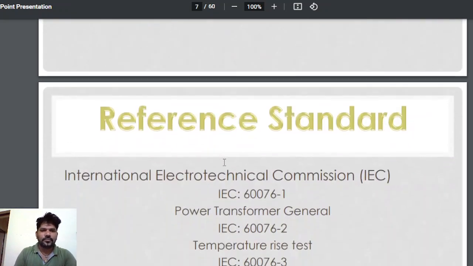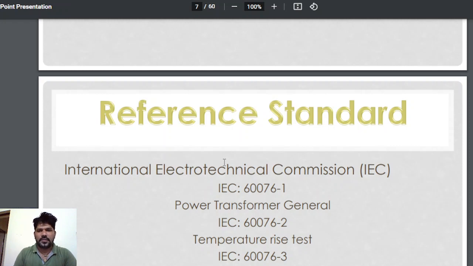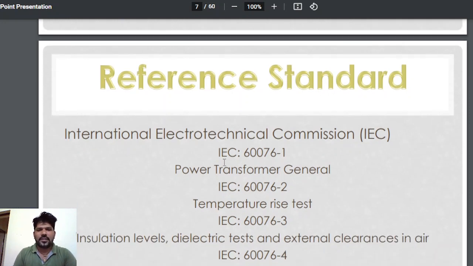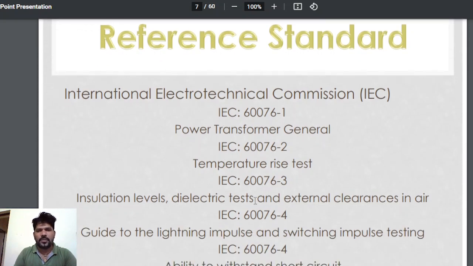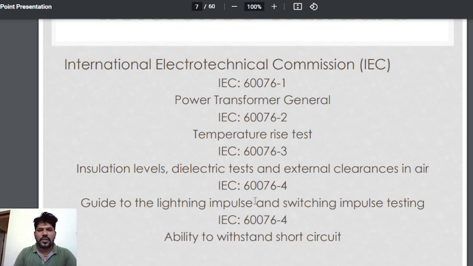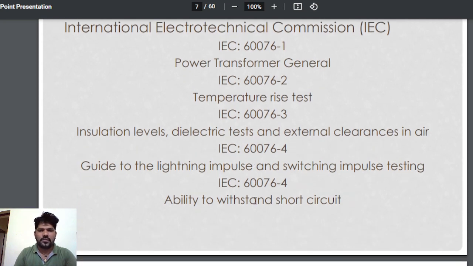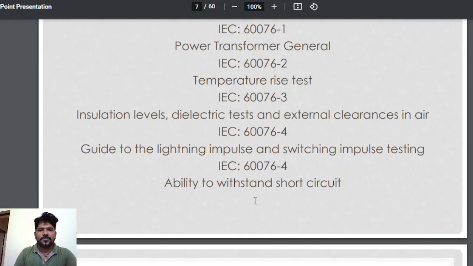So, reference standards. International Electrotechnical Commission (IEC). These are a few standards you should remember. Power Transformers General: IEC 60076-2, 60076-3, and 60076-4.